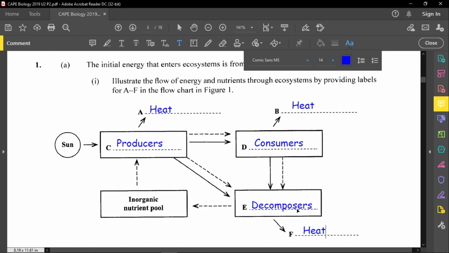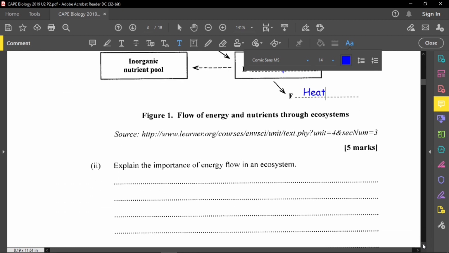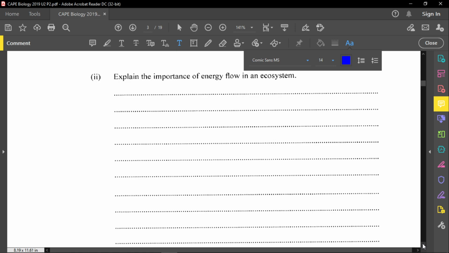And also decomposers are very important in converting the organic material coming from producers and consumers back into inorganic nutrients that will be needed by producers such as plants, and the cycle will continue. So now let's look at the next part of the question. This part asks us to explain the importance of energy flow in an ecosystem.